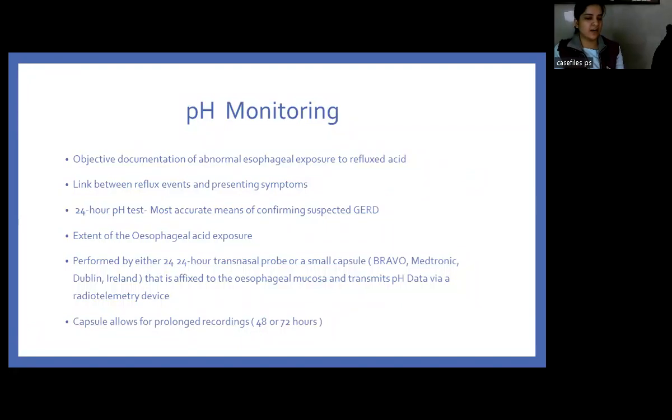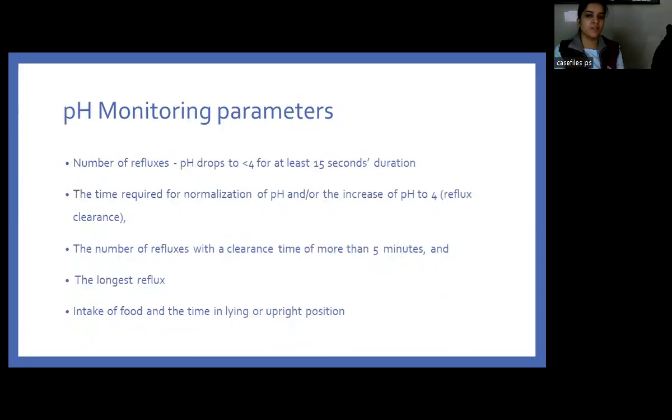The capsule has the advantage that it can measure the pH for a prolonged duration, that is 48 to 72 hours. The parameters studied during 24-hour pH monitoring include the number of refluxes, that is the pH dropping to less than 4 for at least 15 seconds, and the time required for neutralization, or to increase the pH back to 4, which is known as reflux clearance.